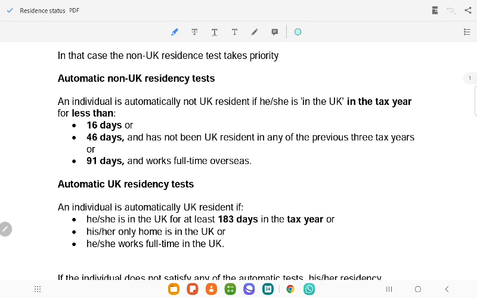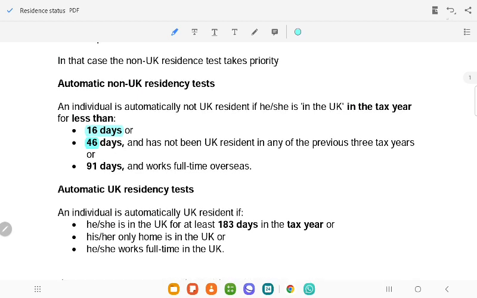If an individual stays in the UK for less than 16 days, or stays less than 46 days and has not been UK resident in any of the previous 3 tax years, or his stay is for less than 91 days and he works full time overseas.